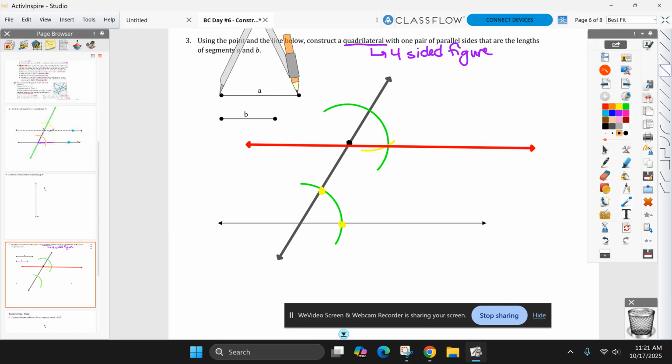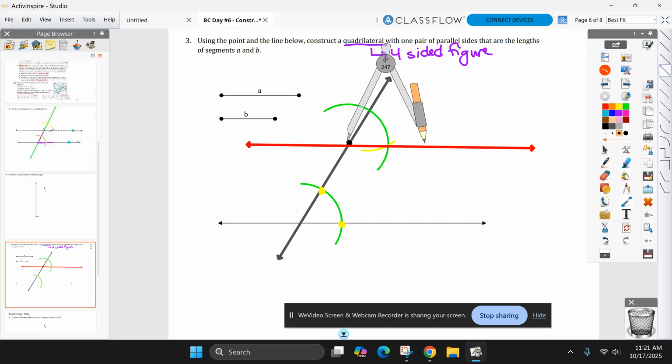Okay. All good? That has to go on one of the parallel lines because that's in the instructions. One of your parallel lines has to be a length of A, the other has to be a length of B. So let's talk about possible spots to put side A. Everyone has two parallel lines, right? It's got to go on there. So why don't we use the transversal to our benefit? Let's put it on either the top one or the bottom one.